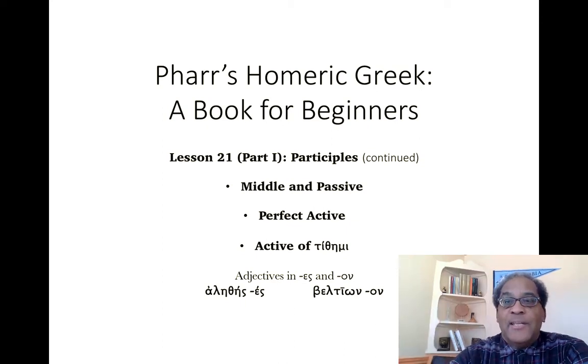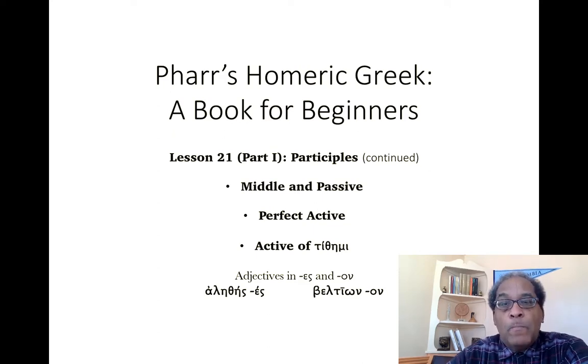Good morning, scholars. Today we're going to continue our way through Homeric Greek, looking at the content of Lesson 21, where we will continue with the participial forms, the middle and the passive, the perfect active, as well as the active forms of τίθημι. We'll conclude by looking at some adjectives of the third declension, ἀληθές, ἀληθές, βελτίων, βέλτιον.